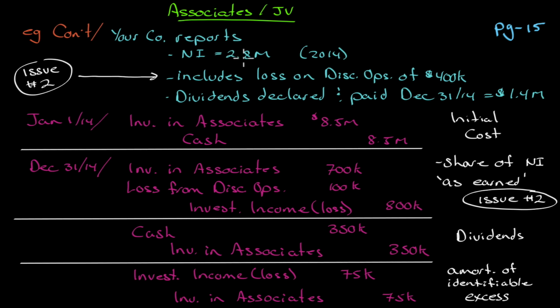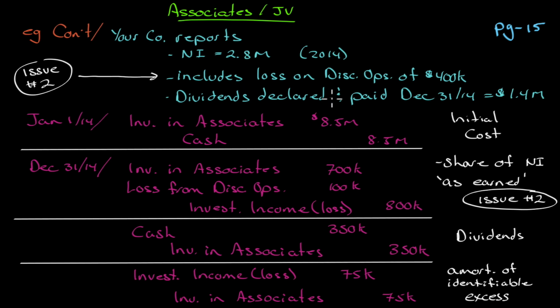So without this, you would have reported $3.2 million, but you have this loss on discontinued operations. Well, that's another issue that we have to deal with, because now you have different types of income, and we have to claim our proportionate share of your income as you make it. As you earn it, we have to claim it the same way. And then finally, dividends declared and paid on December 31st, 2014 of $1.4 million.